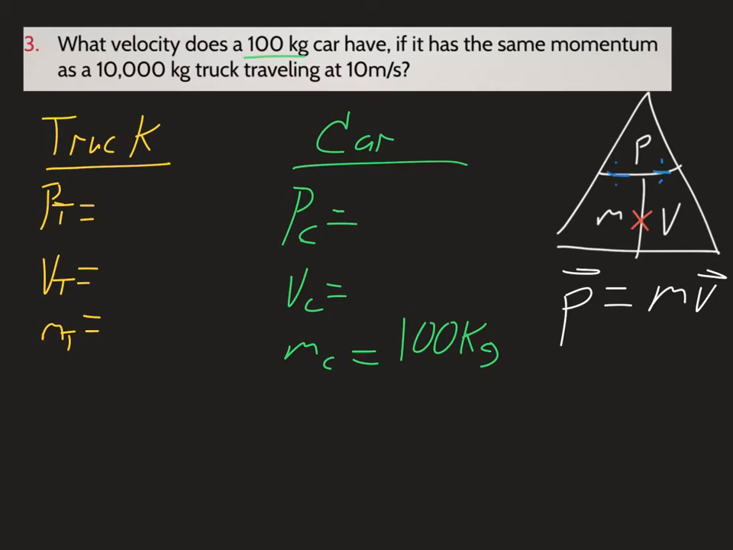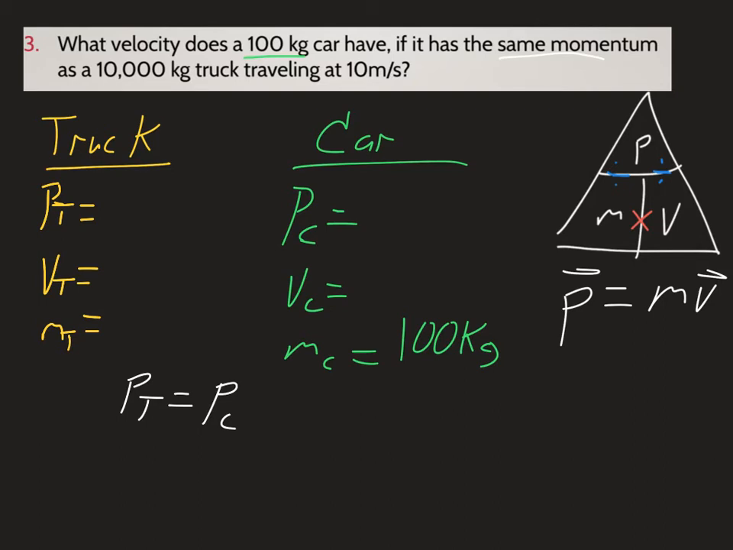But that's all we really know, other than it does give us a classifying statement. And it basically says the momentum is the same for both of them. So I can say for a fact that the momentum of the truck is equal to the momentum of the car, which is going to be good because we can calculate the momentum of the truck.